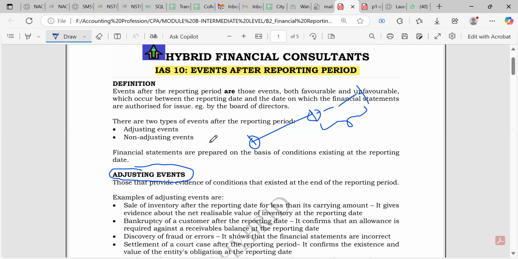But it is an adjusting event. It gives you evidence of conditions that existed during this period. You see that? We have three things. It gives evidence of conditions that existed. So, ECE: evidence of conditions that existed.